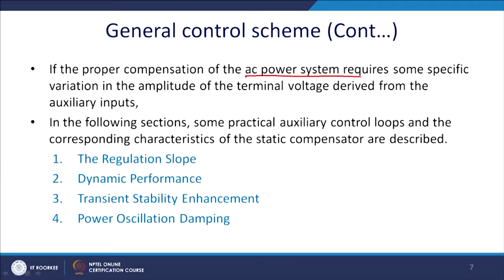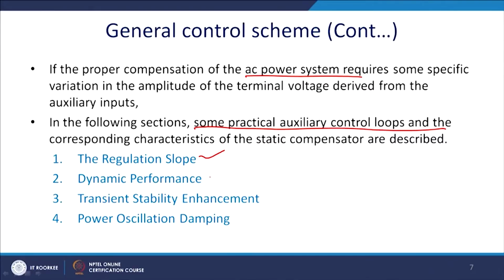If the proper compensation of the reactive power system requires some specific variation of the amplitude of the terminal voltage, that is varied from the auxiliary input. Sometimes a sag may occur, or there may be a disturbance, and then we work on the auxiliary input.